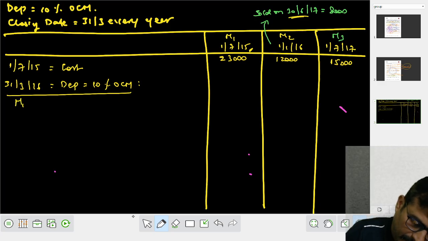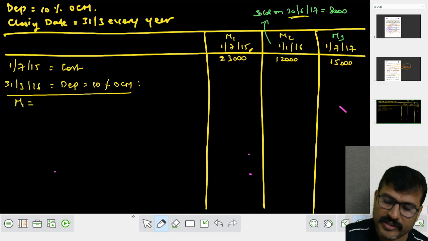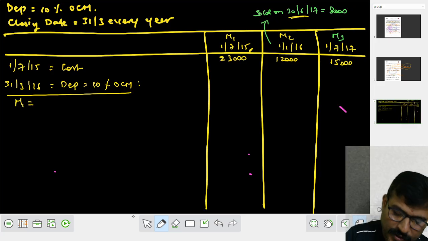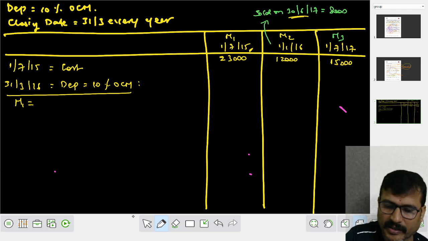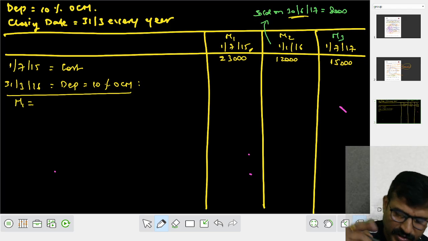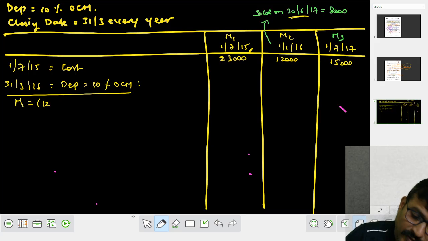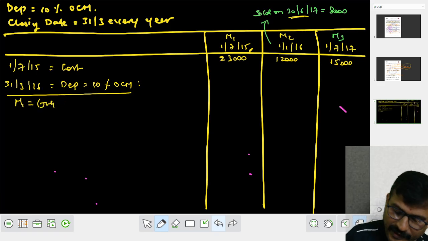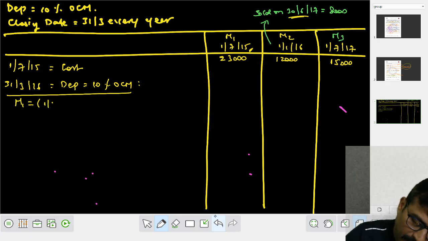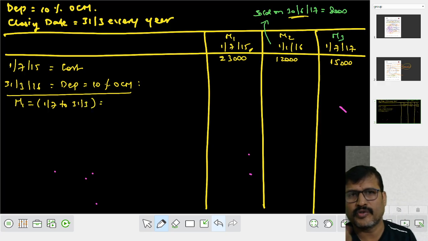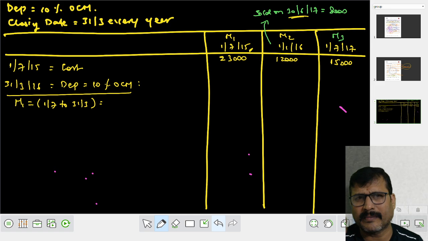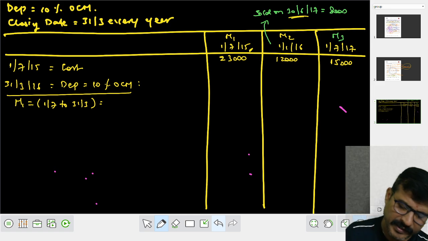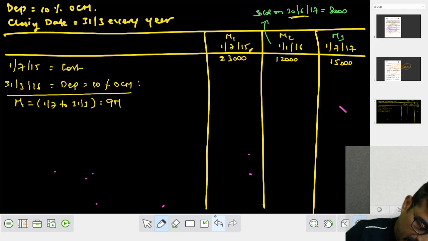M1 means M1 purchased on July 15. M2 purchased on January 16. So both the machines are purchased in the first year only. For M1 it is of how many months? M1 purchased on 1st July to 31st March, means July, August, September, October, November, December, January, February, March. How many months it comes? It comes to 9 months.